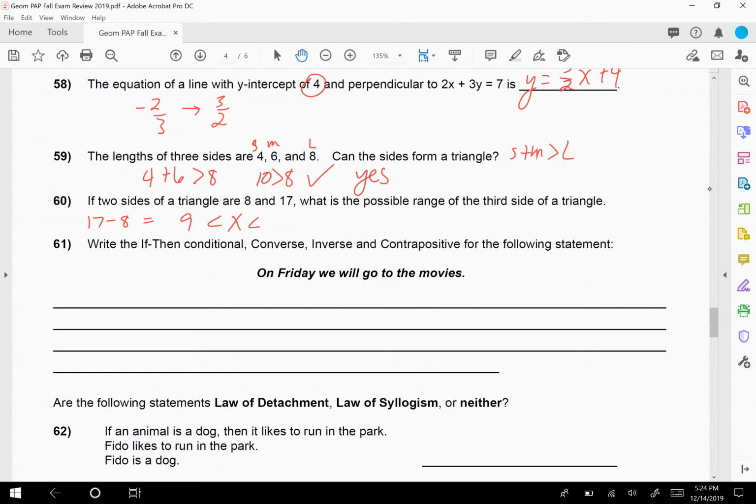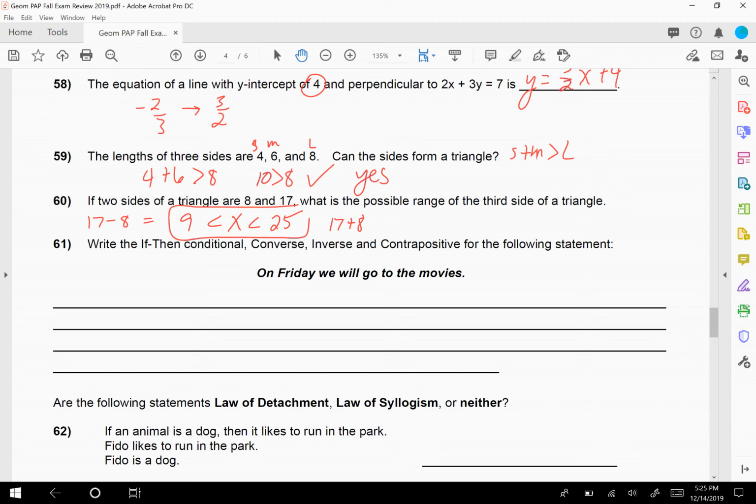And then to find the bigger one, you have to add them. So 17 plus 8. Because when you're trying to find the bigger than, the two that they give you turn into the small and the medium side, and you're trying to find the long one. Okay, so here we go. 17 plus 8 would be 25. So it has to be between 9 and 25.